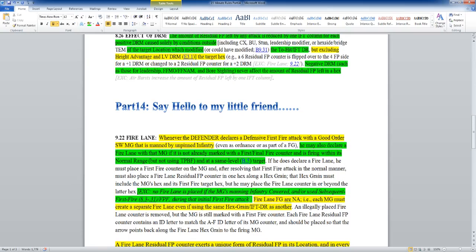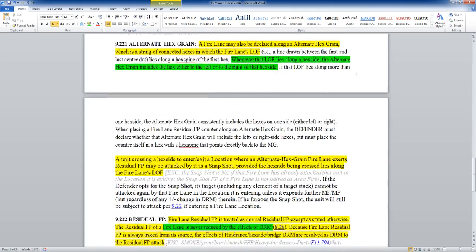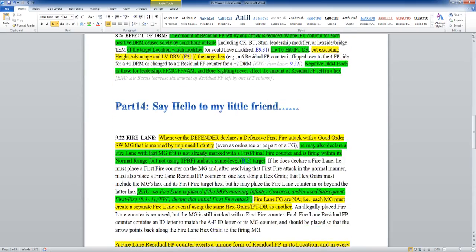And we're going to now move on to say hello to my little friend, of course, what everybody's been waiting on. Section A of the rulebook, subsection 9.22, Firelanes. We're going to look at all the rules associated with Firelanes and talk about them for a few minutes here.